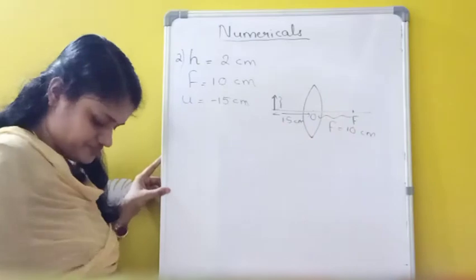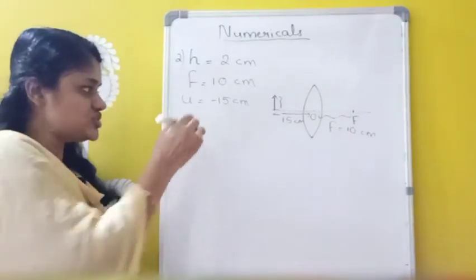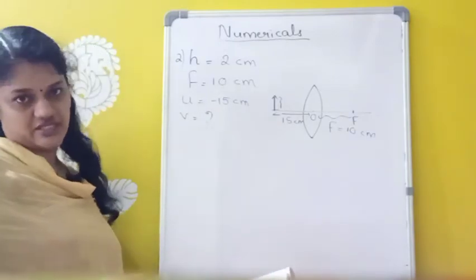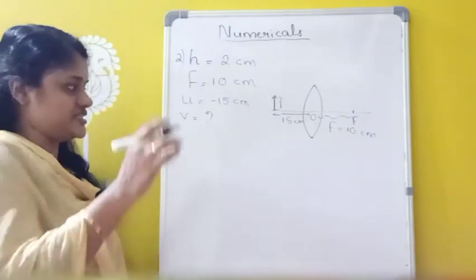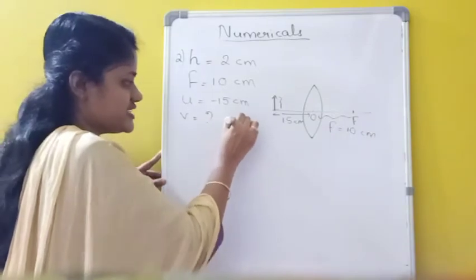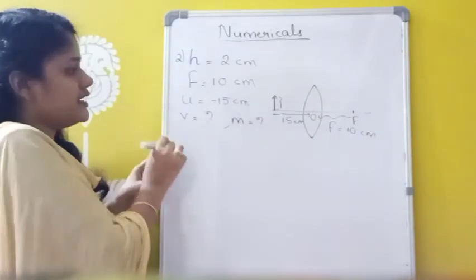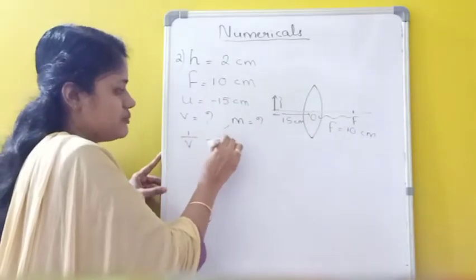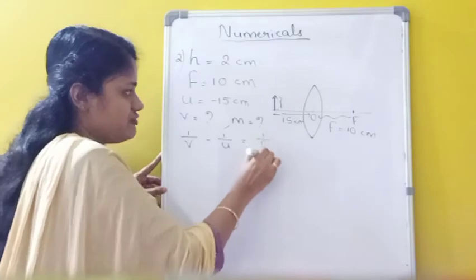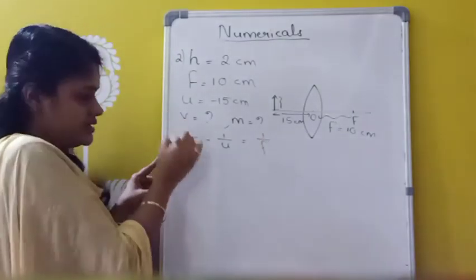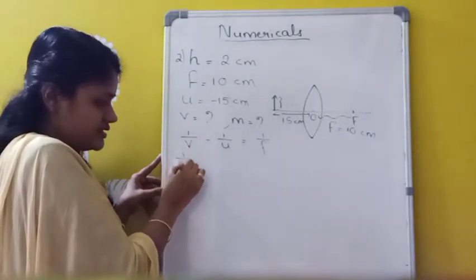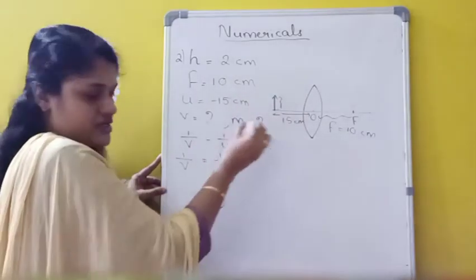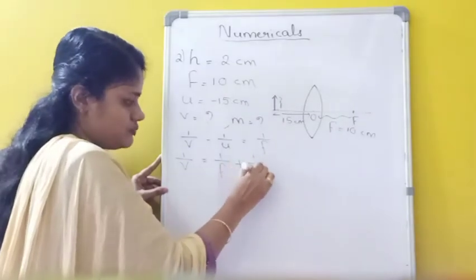Then we have to find the position, that means V, the nature and size of the image. And also we have to find its magnification. Here also we can use which formula? Lens formula: 1 by V minus 1 by U equals 1 by F. From this we have to find V, so I keep this term alone on the left hand side. Here we have 1 by F, and this other term I take to the right hand side, so plus 1 by U.